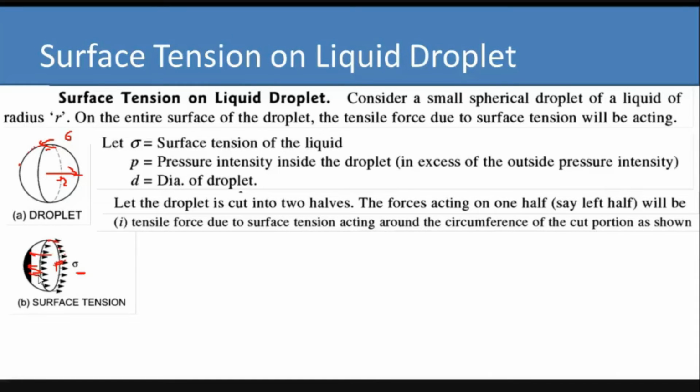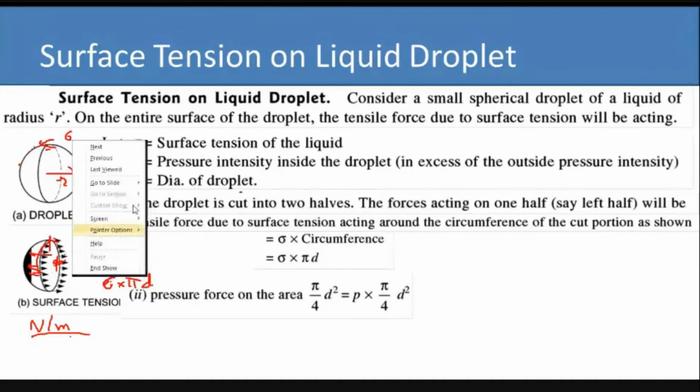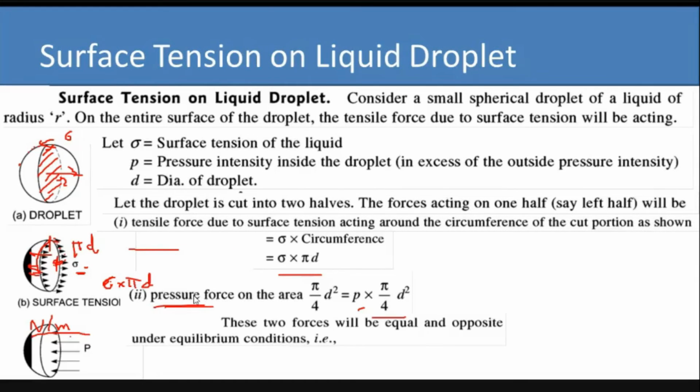The tensile force due to surface tension acts along the circumference. The second type of force acting is the pressure force, which is pressure times the area on which it is acting. These two forces should be equal and opposite under equilibrium condition. So P into pi by 4 d square is equal to sigma into pi d.